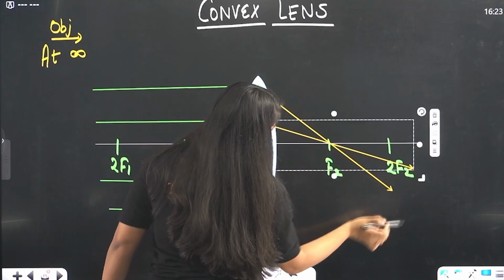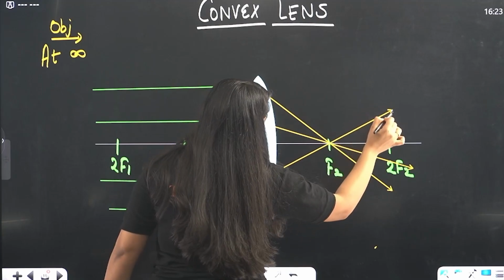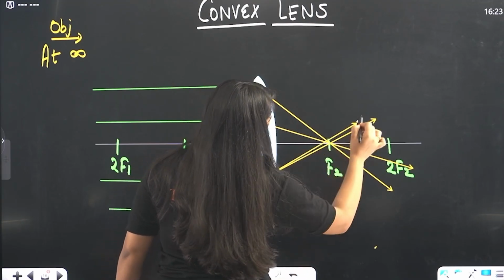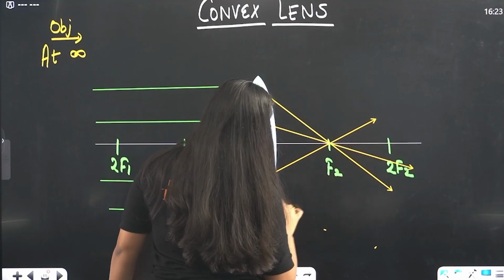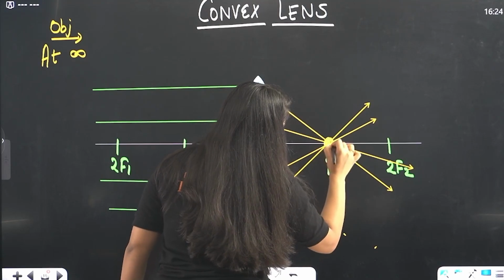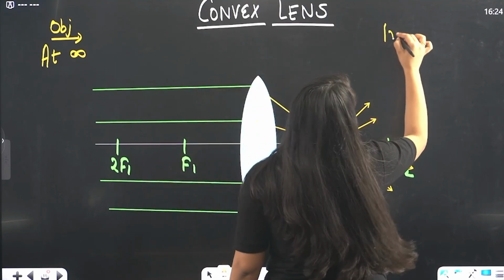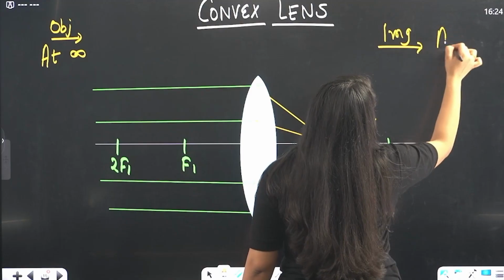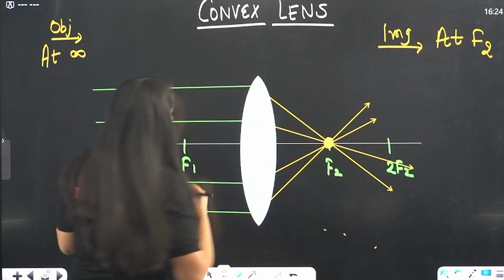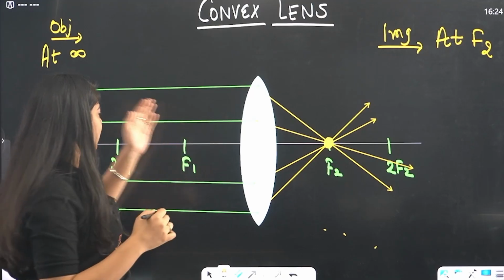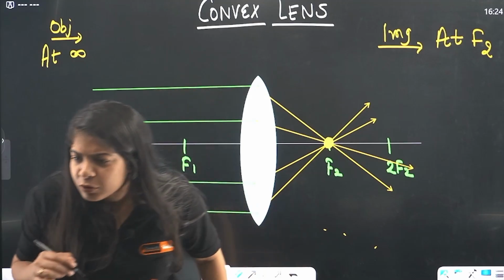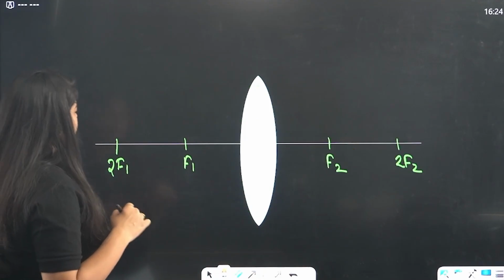The rays will pass through the second focus, and this will be our image. So our image is now being formed at F2. Okay, the object is at infinity, the image is at F2. These are very important. On the left hand side we have F1 and 2F1. On the right hand side we have F2 and 2F2. Now, moving on to the next case.